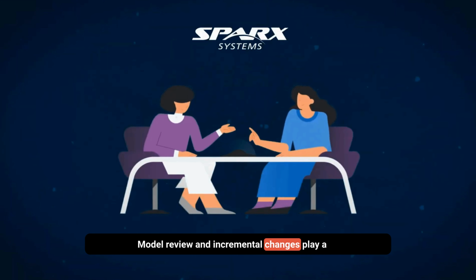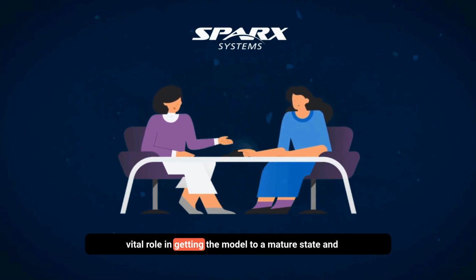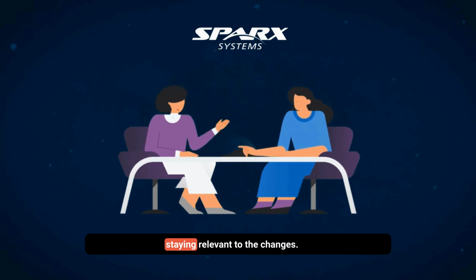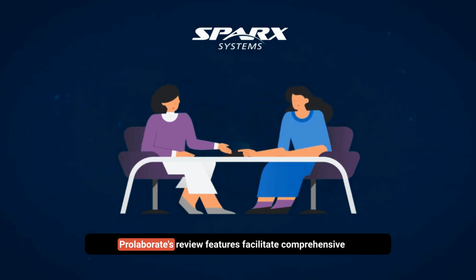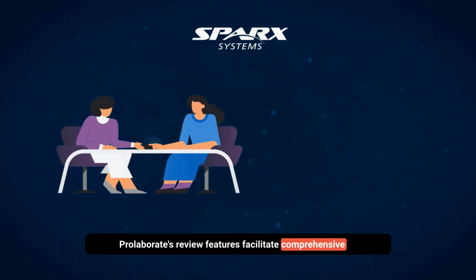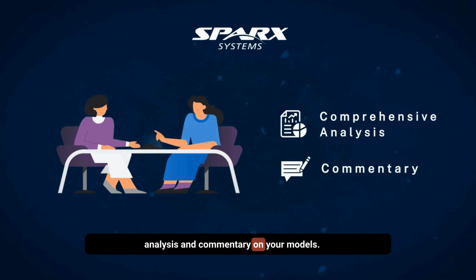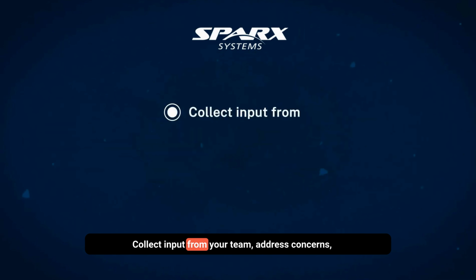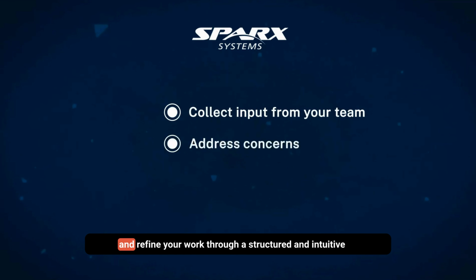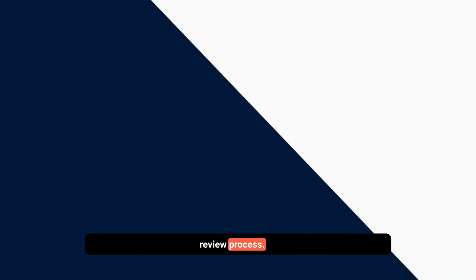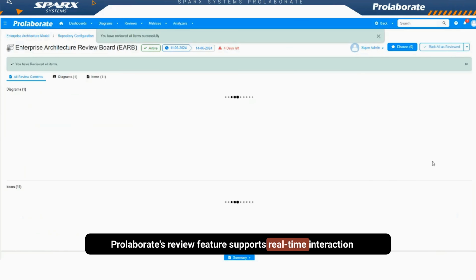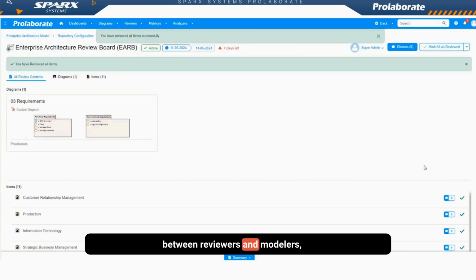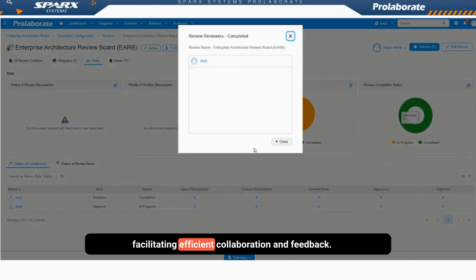Model review and incremental changes play a vital role in getting the model to a mature state and staying relevant to the changes. Prolaborate's review features facilitate comprehensive analysis and commentary on your models. Collect input from your team, address concerns, and refine your work through a structured and intuitive review process. Prolaborate's review feature supports real-time interaction between reviewers and modelers, facilitating efficient collaboration and feedback.